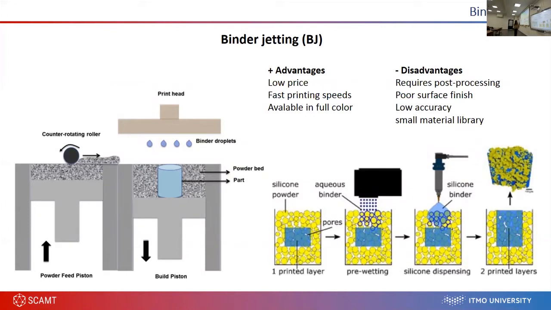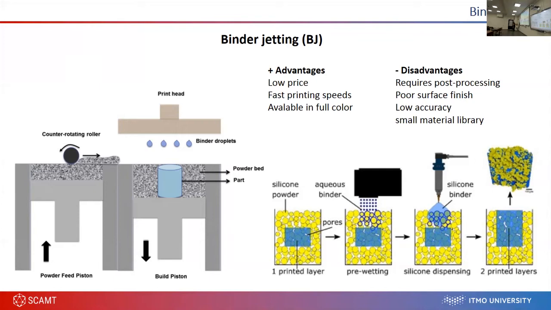First method is binder jetting. Its main material is powder, powder which can be bound by any kind of solvent binder. So we have two tanks with elevators here and here.